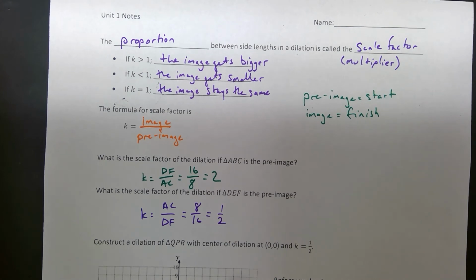Okay, so hopefully that makes a bit of sense. If I go one way, it's 2. If I go the other way, it's 1/2, because I'm multiplying here. So 2 times 1/2 gives me 1.